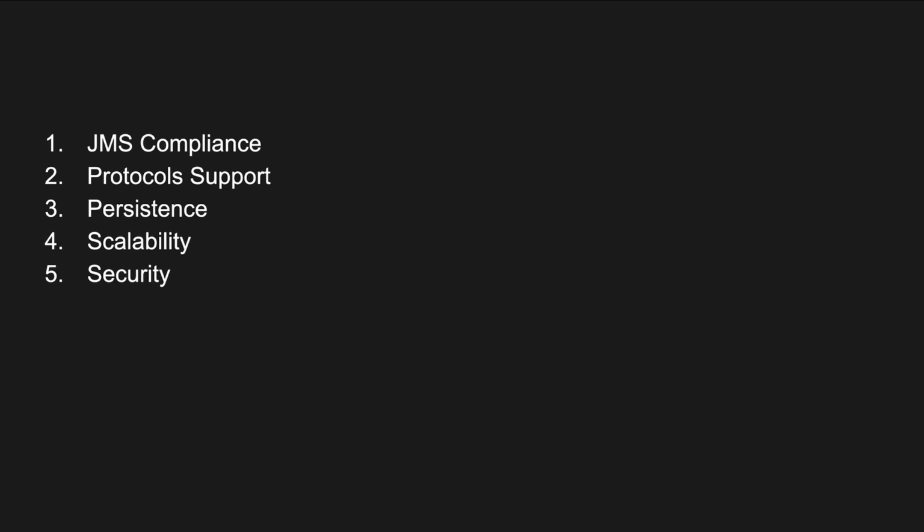Now let's talk about some key features that make Apache ActiveMQ stand out. ActiveMQ fully supports the Java Message Service, JMS API, making it seamlessly integrate with Java-based applications. It supports a variety of protocols, including OpenWire, MQTT, AMQP, and more, allowing for more interoperability with different clients and technologies. ActiveMQ offers message persistence, ensuring that messages are not lost even in the case of a system failure. It is designed to scale horizontally, allowing you to handle increased message loads by adding more broker instances. And last, ActiveMQ provides robust security features, allowing you to secure your messaging infrastructure with authentication and authorization mechanisms.